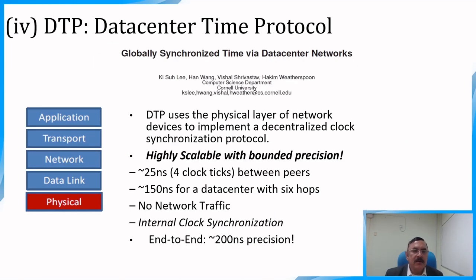Now, coming to the data center time protocol, DTP. DTP provides globally synchronized time via the data center network. The data center time protocol uses the physical layer of the network devices to implement a decentralized clock synchronization protocol. It is highly scalable with bounded precision, and it is an internal clock synchronization algorithm. As we have said, there are two types of clock synchronization. So, the data center time protocol is an internal clock synchronization where the end-to-end precision is 200 nanoseconds.